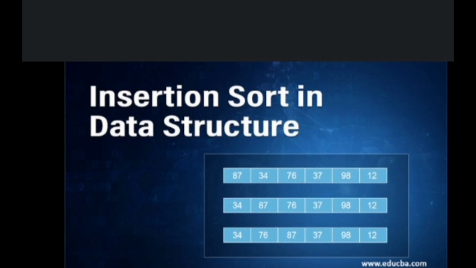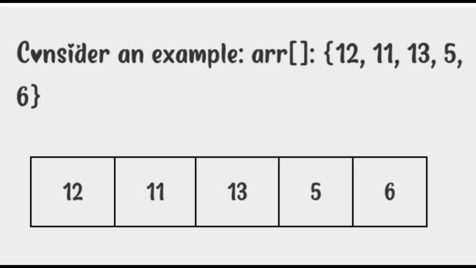So first, insertion sorting. Insertion sorting is a simple sorting algorithm that builds the final sorted array one item at a time by comparisons. It is much less efficient on large lists than more advanced algorithms such as quicksort, heapsort or merge sort. So now let's see an example.